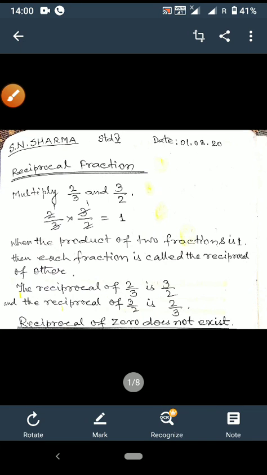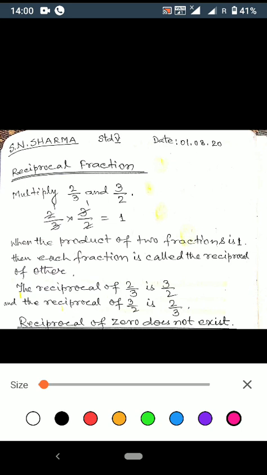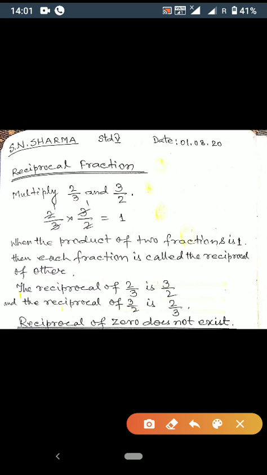Friends, today I will discuss reciprocal and division of fractional numbers. You know that when the product of two fractions is 1, then each fraction is called the reciprocal of the other.